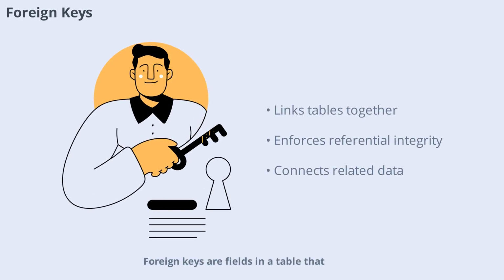Foreign keys are fields in a table that link to the primary key of another table. They establish relationships between tables, allowing you to connect related data. For example, an order table might have a foreign key that references the customer table. Foreign keys help enforce referential integrity, ensuring that relationships between tables remain consistent and accurate.